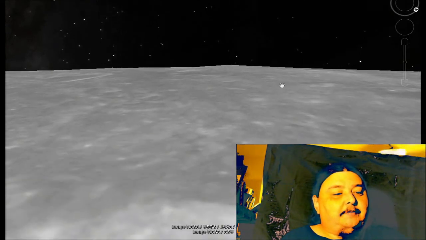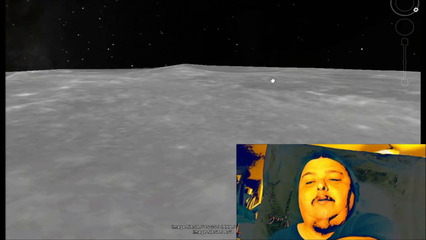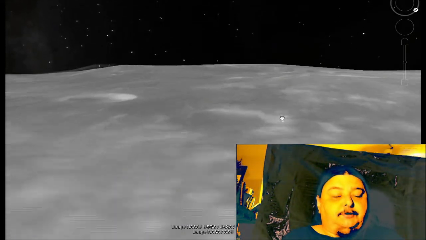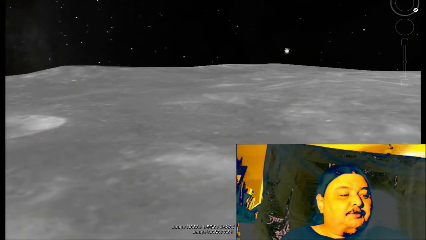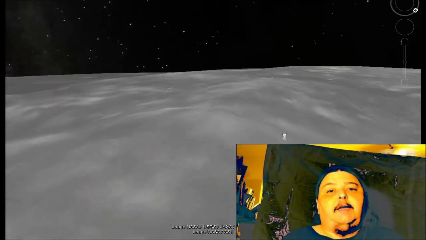Today we're going to talk about lunar resources. What resources and assets of other sorts does the moon have, and what doesn't it have?